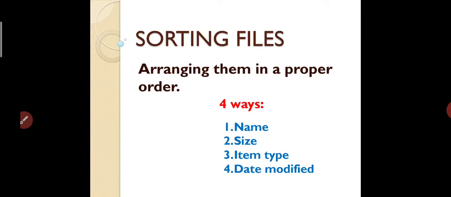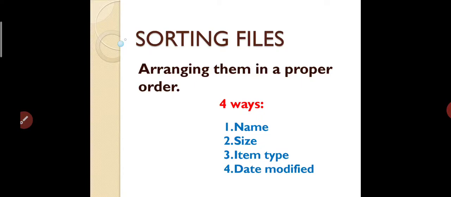The second way of sorting is by their size. When you choose the second option, the files are arranged in the descending order of their file size. Every file has its own size, according to the content inside it. That is the second option, by size.